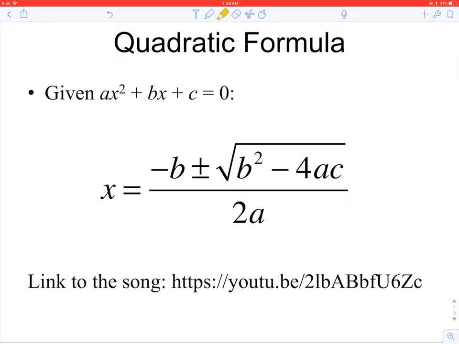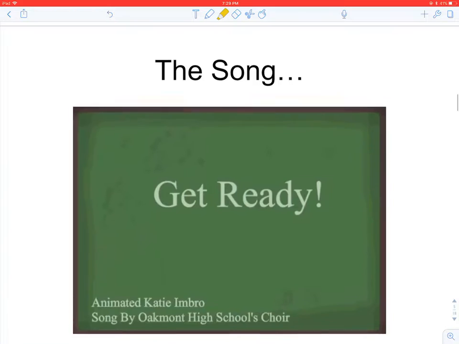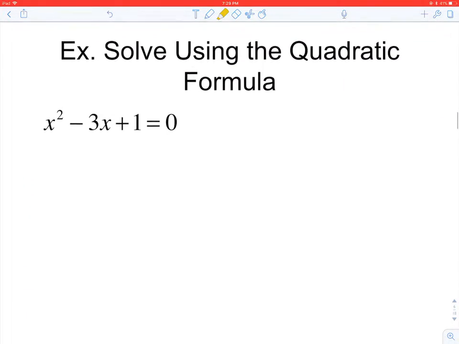Okay, so here is the quadratic formula, and I have linked the song, but I'm not sure if this link still works, so I'll double check it and update it and send it to you if necessary. But our quadratic formula is x equals negative b plus or minus the square root of b squared minus 4ac all over 2a. This won't work since this is a PDF.